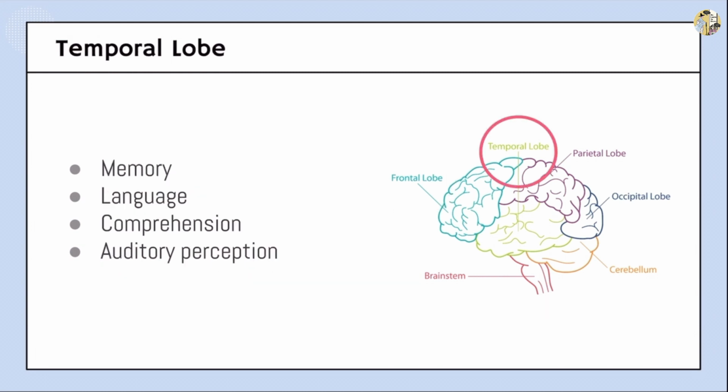The next would be the temporal lobe, which is in charge of memory, language, comprehension, and auditory perception. Damage to the temporal lobe will result in memory loss or hallucinations and difficulty in perceiving sound.